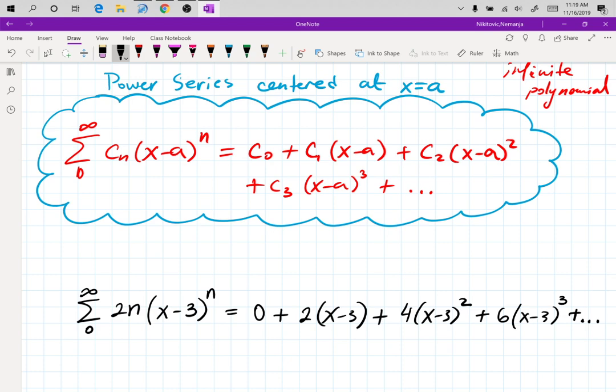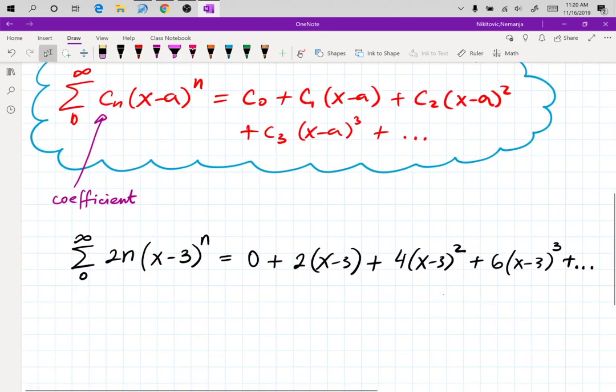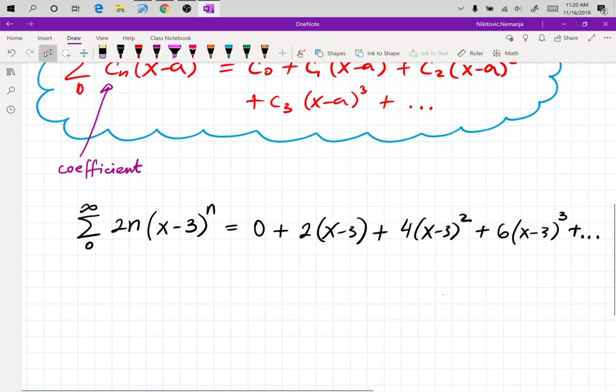So this is called a power series, and this c_n is called the coefficient. So this one over here, I'm going to point to in purple. That's the coefficient. And it's centered at a. So the bottom one is centered at 3. Now we'll understand what that means. Right now it's just the mechanics of coming up with these things.